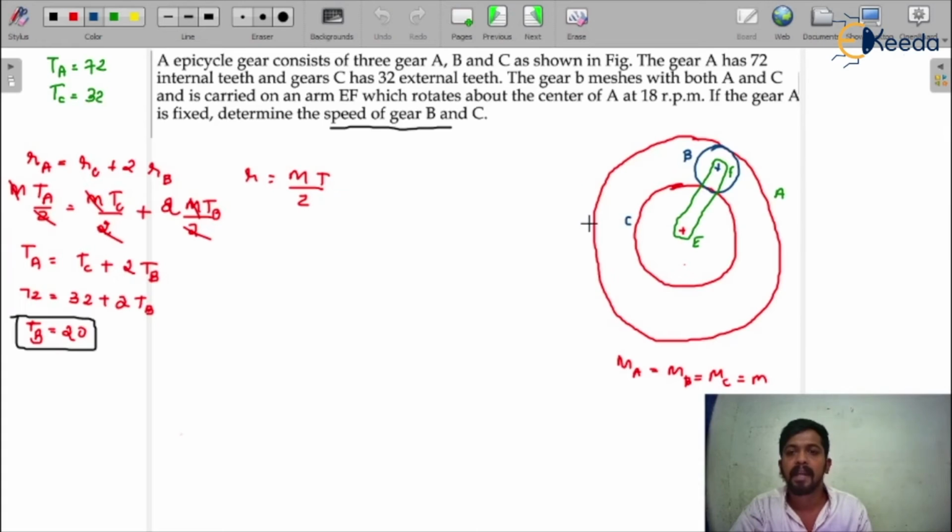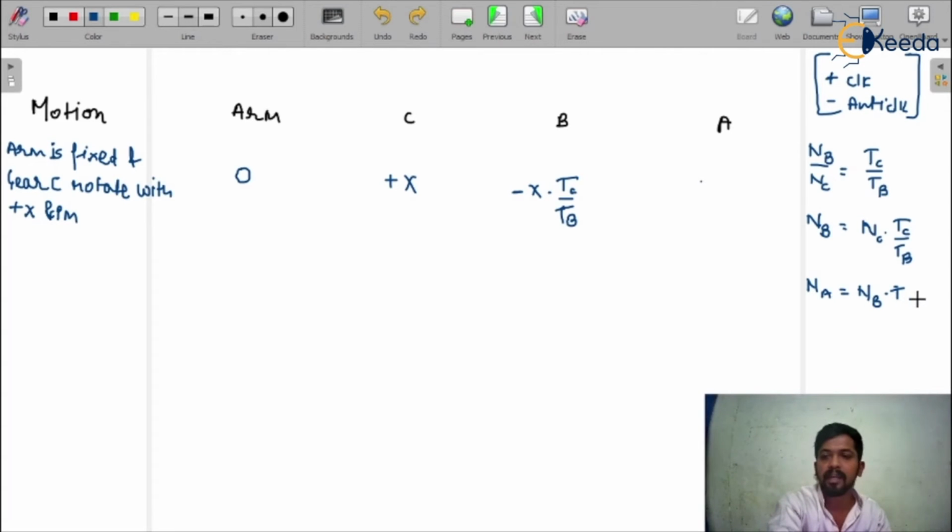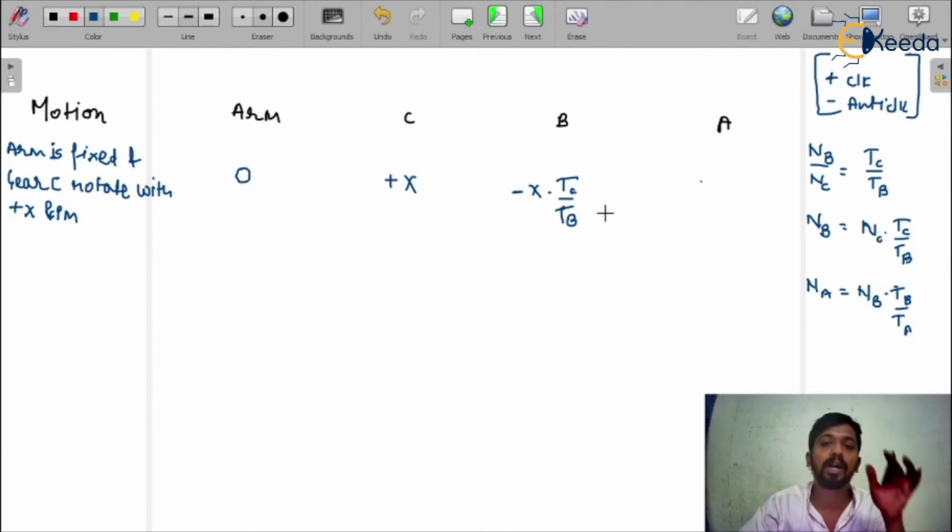Now we can calculate the speed of gear A. Similarly, the speed of A is NB multiplied by TB upon TA. Here you can see that the speed of B we have calculated is minus x TC upon TB. Now what would be the direction of gear A?